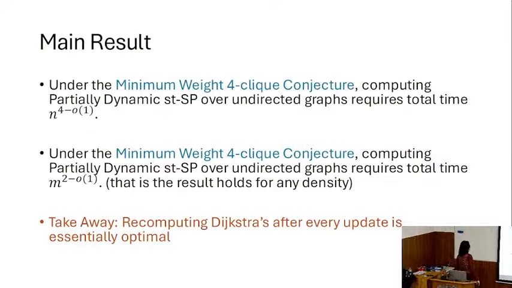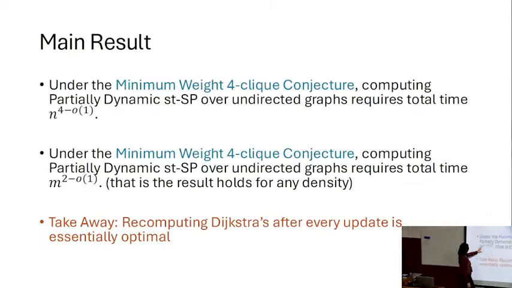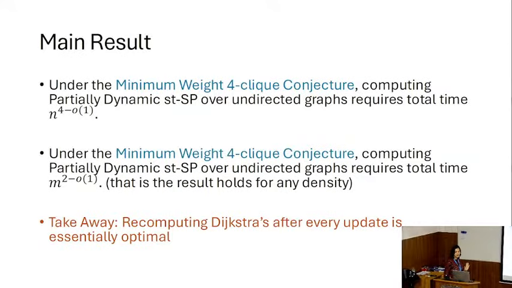And this also holds for any kind of density. So n to the 4 is for dense graphs, but it also holds for any kind of density, and it gives you a total time of m squared. These are over m updates, okay? So the takeaway is that recomputing Dijkstra after every update is essentially optimal. So from this result.